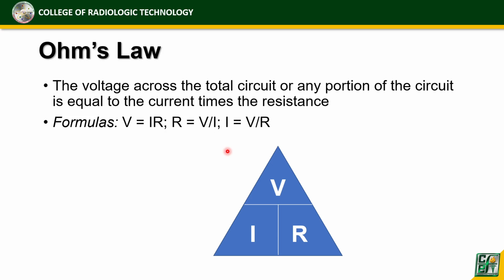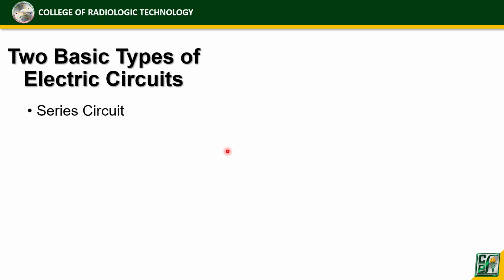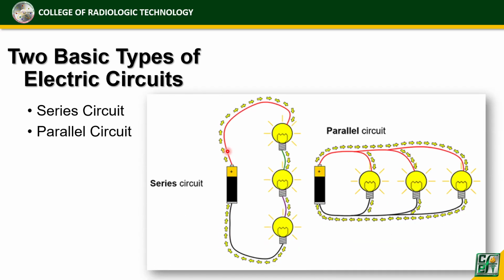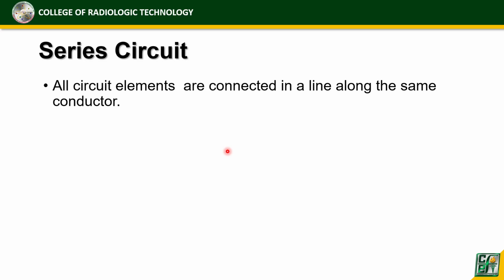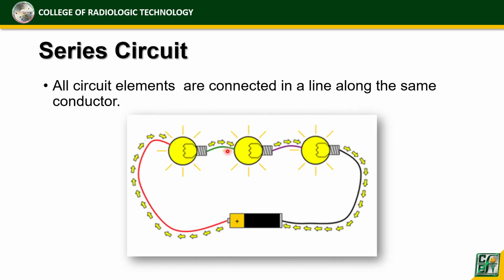Okay. Let us continue. So there are two basic types of electric circuits. So the series circuit and the parallel circuit. Okay? So yan sa illustration yung ating circuits. So series circuit, all circuit elements are connected in a line along the same conductor. Diba? Isang conductor lang yung dinadaluyan ng electron flow. Magkakadugtong. Okay?